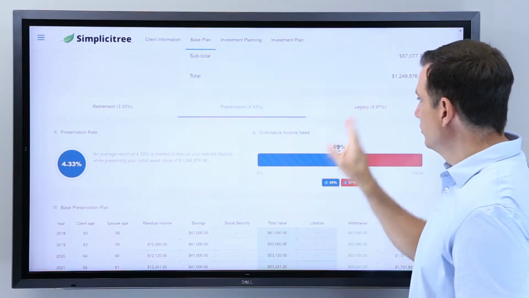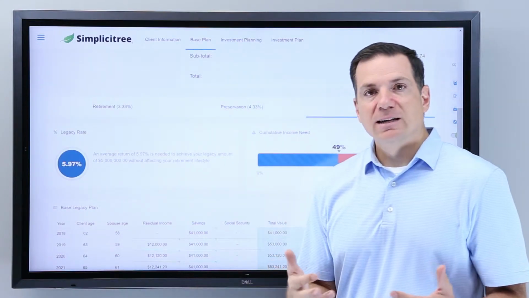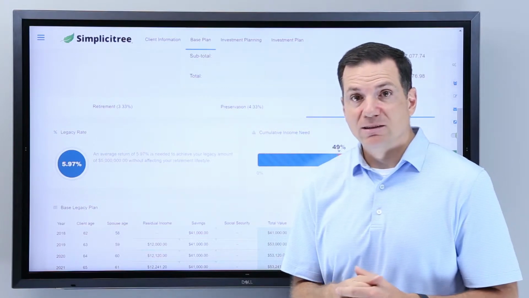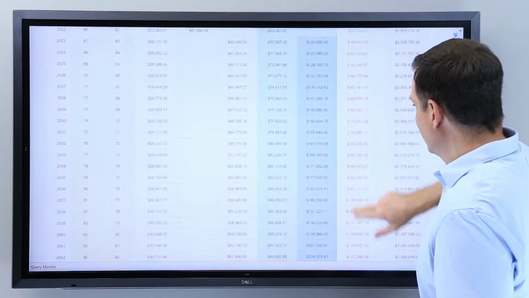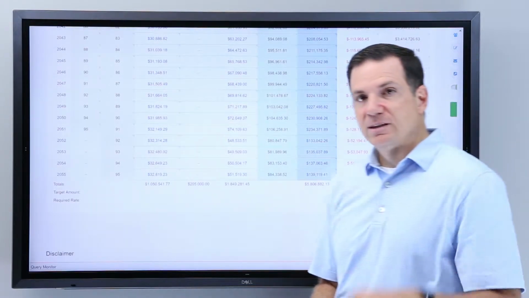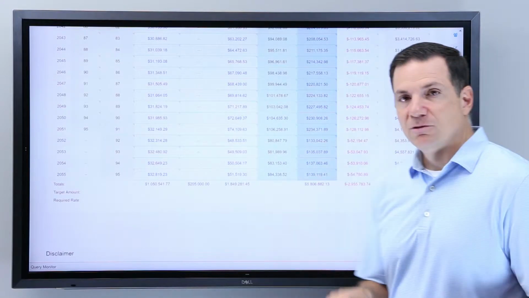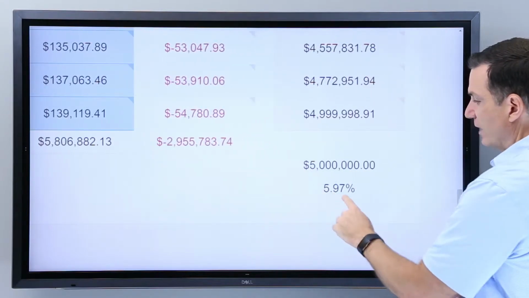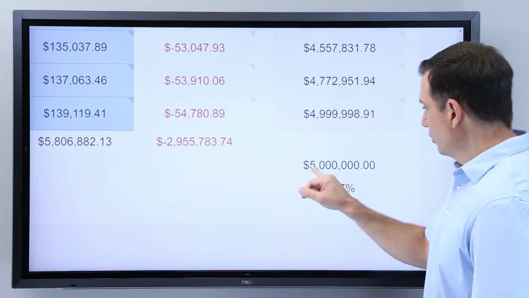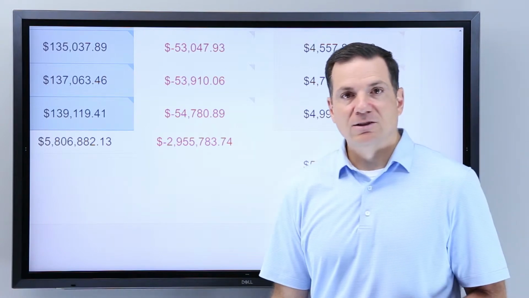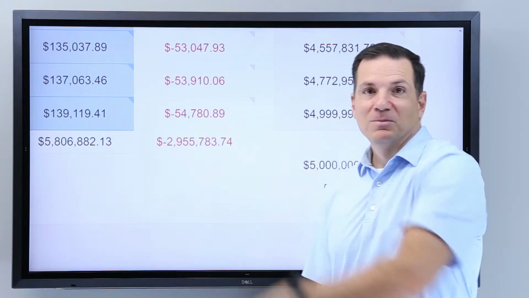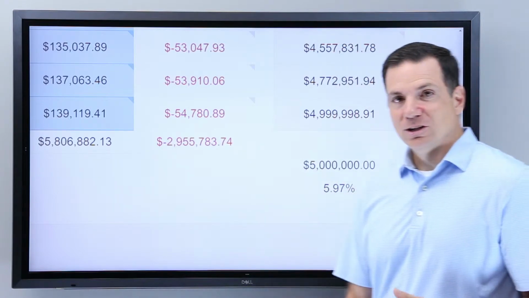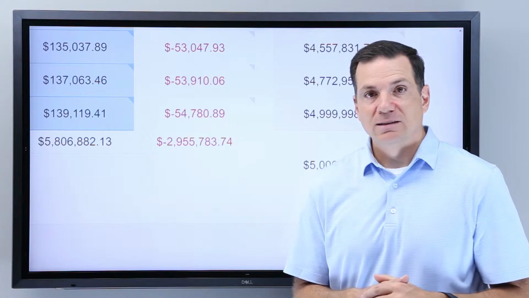The last one I'll share with you is what we call your legacy rate. Legacy rate is some value that you want to leave to your heirs, some financial legacy that you desire to leave. In this example, we targeted $5 million. So if they averaged 5.97%, as you can see right here, 5.97%, they're going to leave $5 million when they're 95 and walked out beautifully on Sunset Beach, out on life. Their heirs are going to get to cash in on $5 million of legacy.